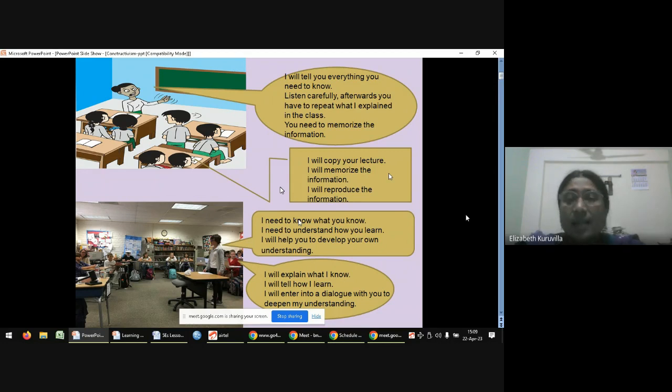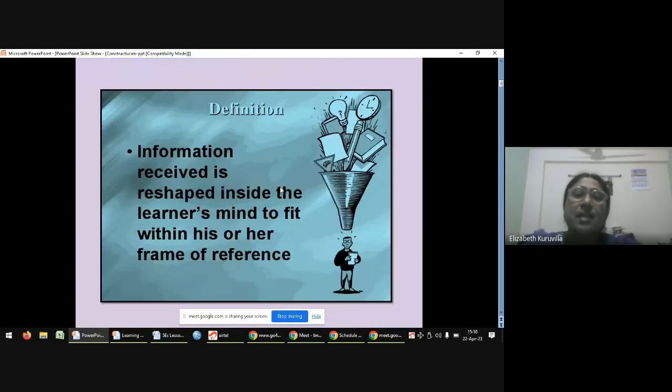Whereas in the second case, the teacher is telling, I need to know what you know, because the teacher is going to check the prerequisite of the learner. The student is telling, I will explain what I know. Next, I need to understand how you learn. I will tell how I learn. The teaching style the student is selecting. Next, I will help you to develop your own understanding. Here, the student is telling, I will enter into a dialogue with you to deepen my understanding.